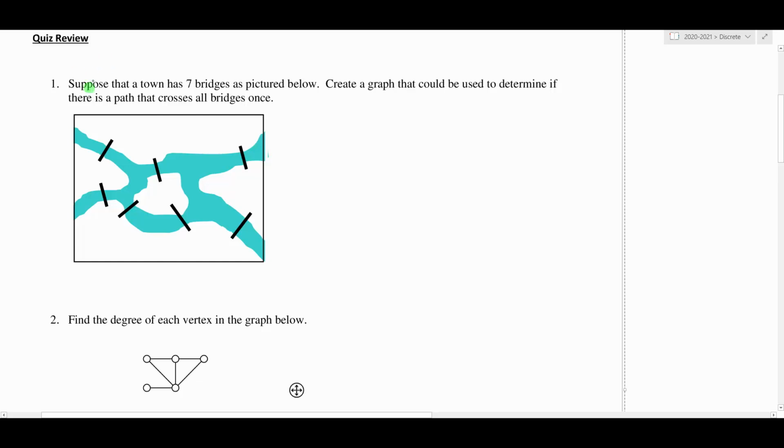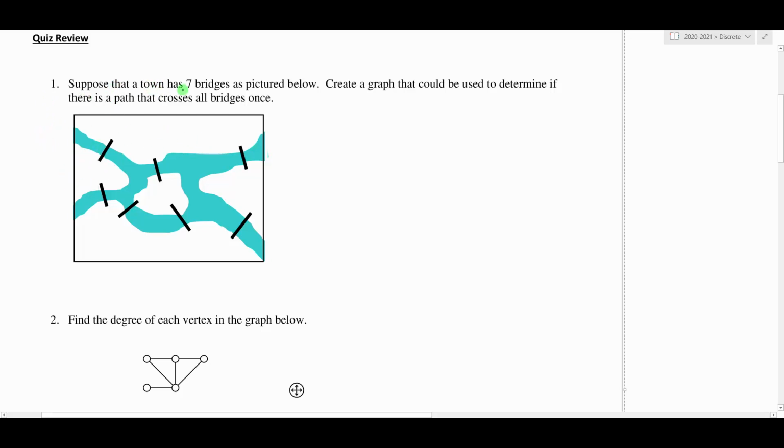So no new content in this video. We're just going to go over some of the problems we've seen this week, which are just the basics of graph theory, like identifying vertices and edges and the degree of vertices, applying some of those vocabulary terms, and then doing a little bit of Dijkstra's algorithm. All right, so here we go.